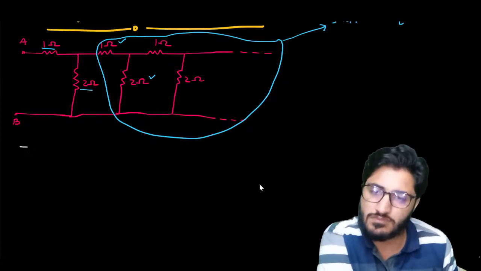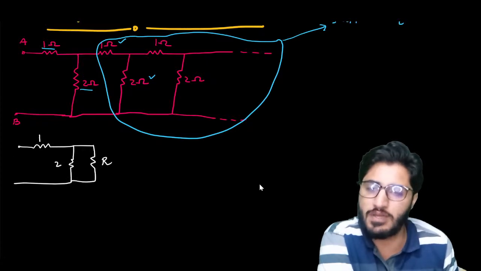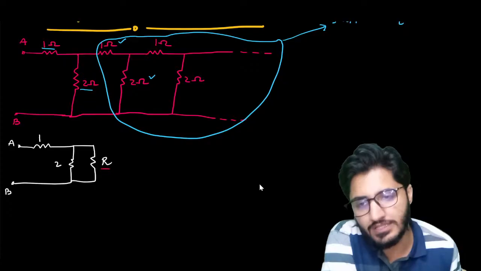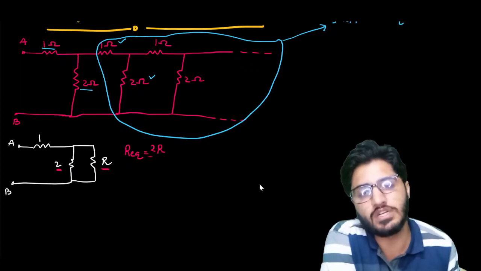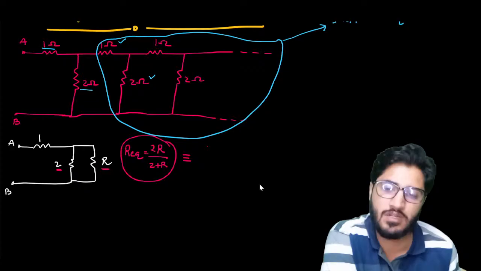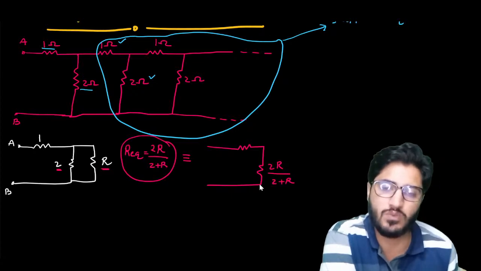Look here. This one is R, 2 ohm, 1 ohm, point A and point B. Now see, this R and this 2 both are in parallel. So what is R equivalent of these two? It is R into 2 divided by 2 plus R. Redraw the same thing now. It will look like this. This one is 2R divided by 2 plus R, and this one is how much? 1 ohm.